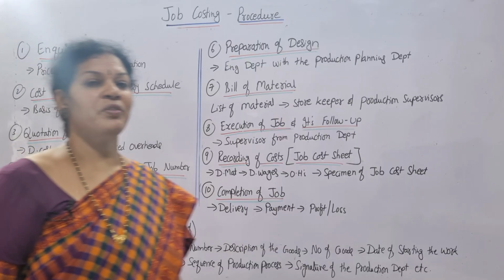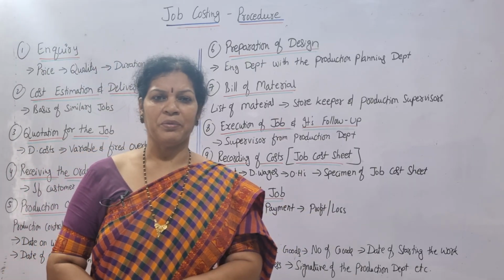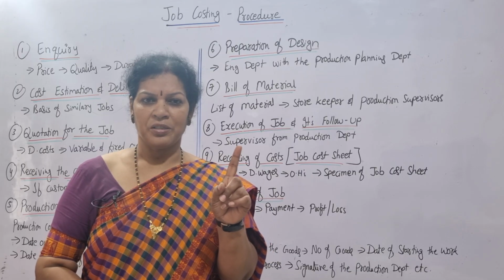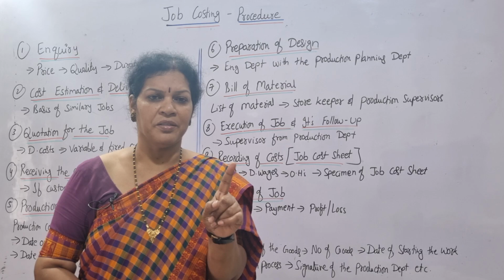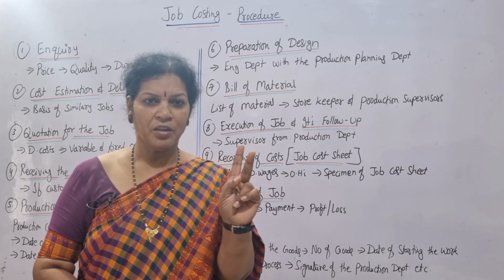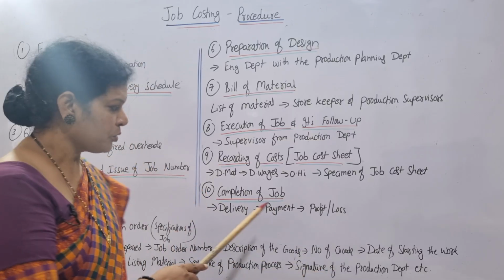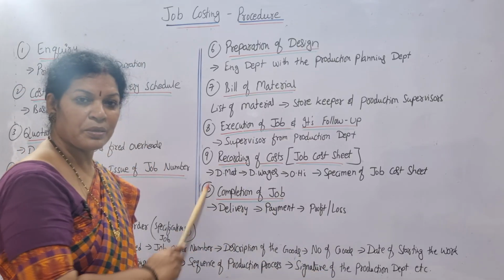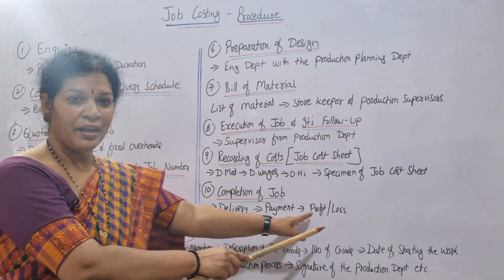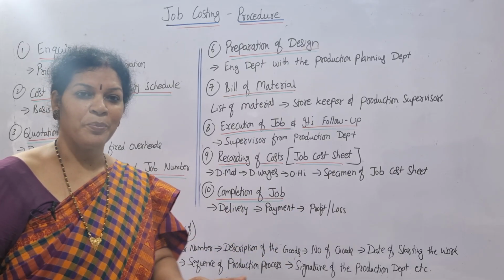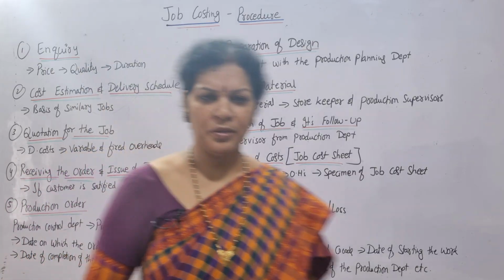How do you come to know profit or loss? In the previous class, the first class only, we have decided. So estimated is how much you got. Estimated means nothing but the standard one, and how much exactly we received. According to that we'll be getting profit or loss. So these three processes. Last step, completion of job. Completion of job means first we have to deliver, take the payment, and go for the calculation of profit or loss, how much you got. Simple steps, easily able to remember.